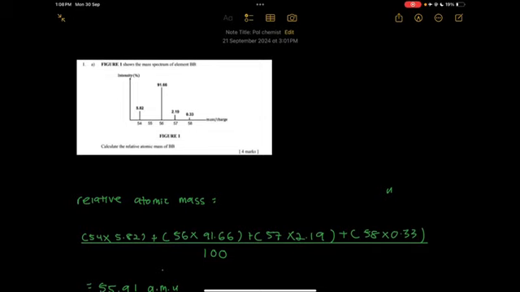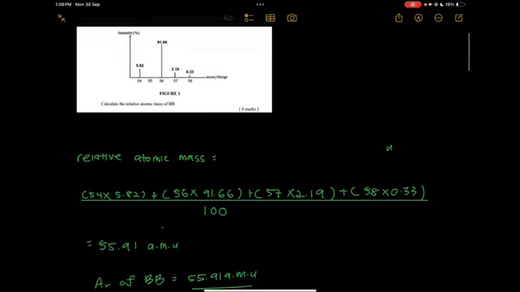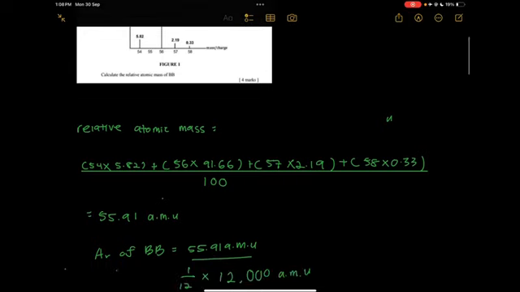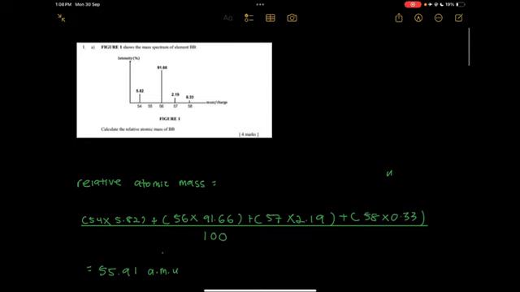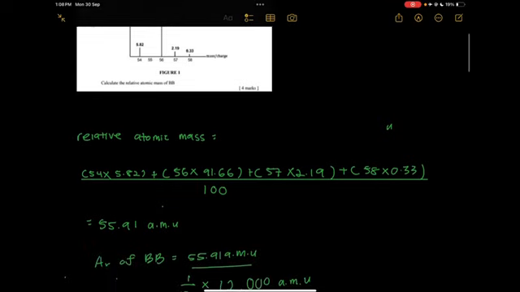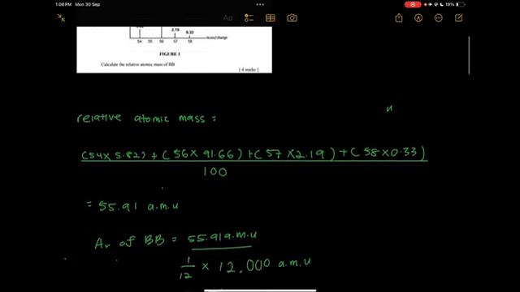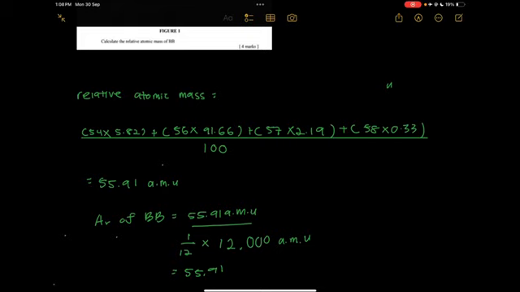So today we want to discuss a past year question. Question 1: Figure 1 shows the mass spectrum of element BB. Calculate the relative atomic mass of BB. If you want to calculate relative atomic mass, you must multiply the mass or charge with the percentage of intensity. After that we divide it by 100, and we will get the answer 55.91 AMU. Don't forget the SI unit.